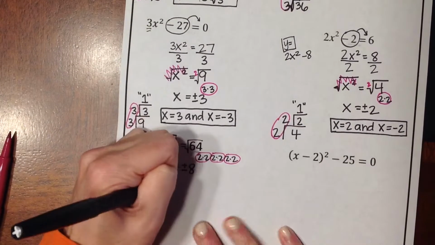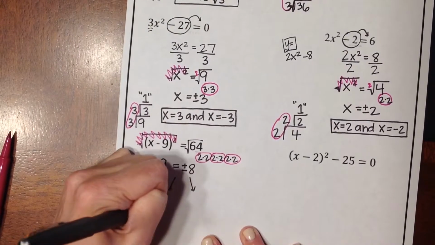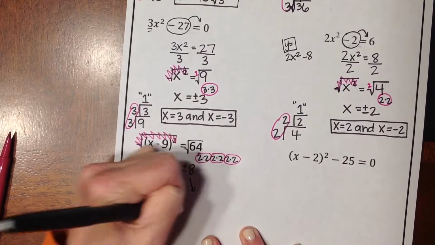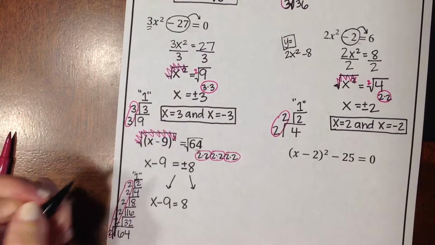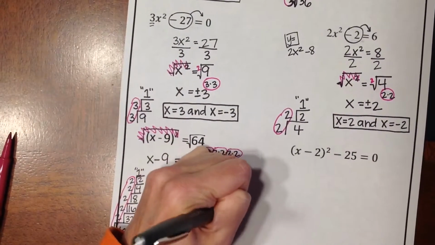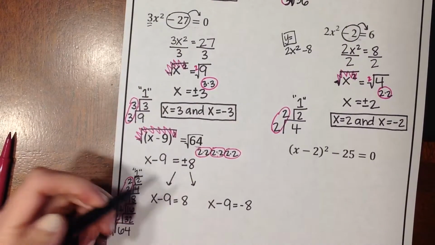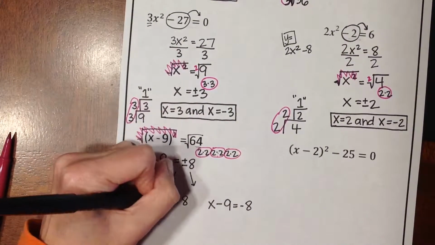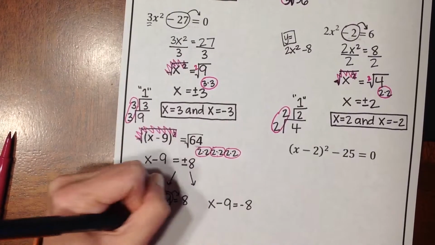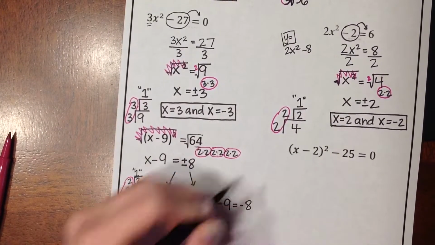And now, here's what that means. That means x minus 9 is equal to 8, and x minus 9 is equal to a negative 8. So now we're going to solve our equation. So we're going to move our constant over. It's going to be x equals 17.